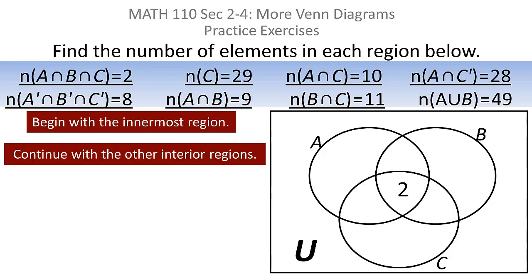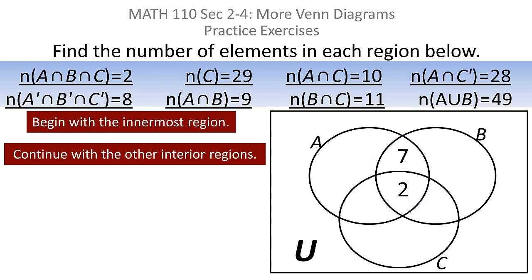So then I would continue with the other interior regions until I get out to the outer regions. So I might look, for instance, at the intersection of A and B. That's where A and B overlap. The problem tells me there are 9 things in the intersection. I already had 2 of them, so if I add 7 more, I get 9.